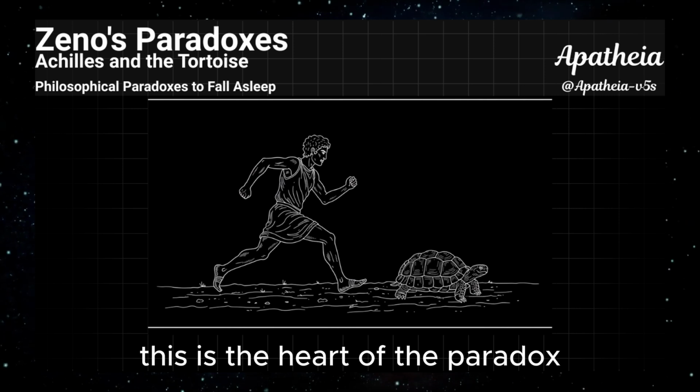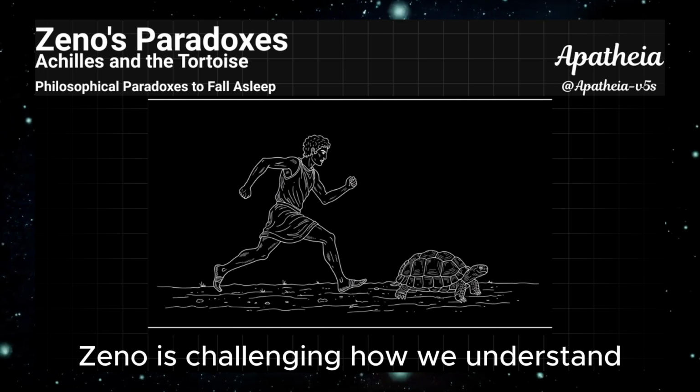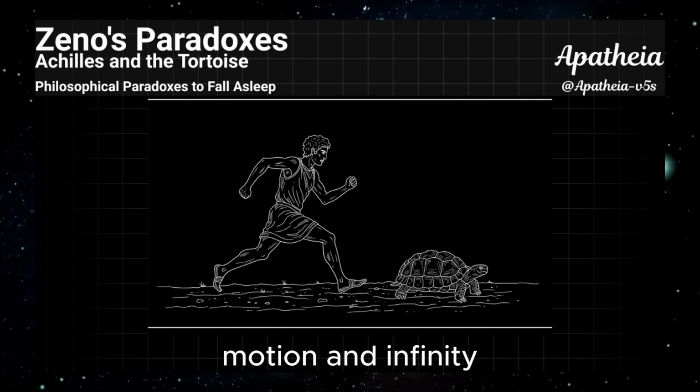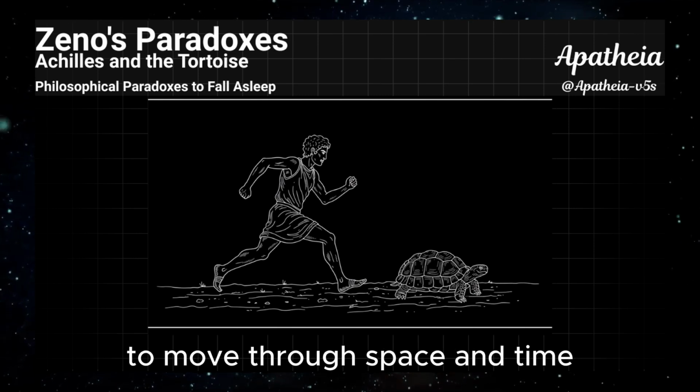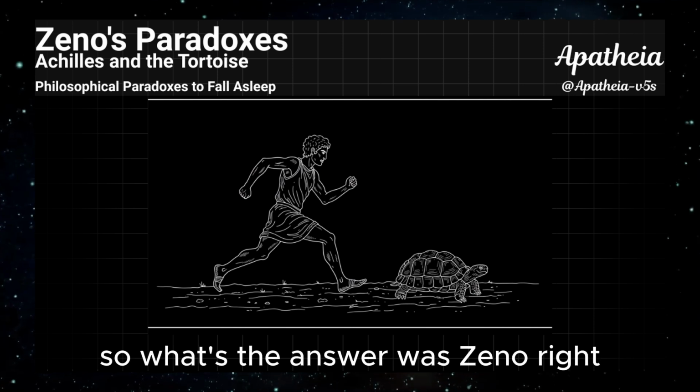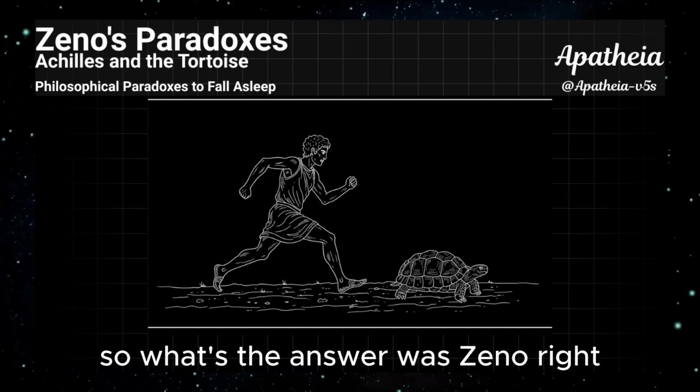This is the heart of the paradox. Zeno is challenging how we understand motion and infinity. He's not talking about muscles and speed. He's talking about what it really means to move through space and time. So what's the answer? Was Zeno right?